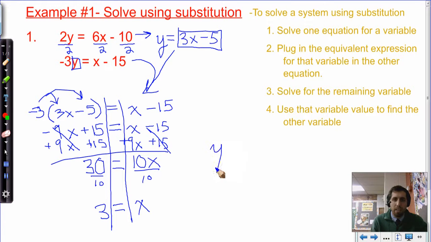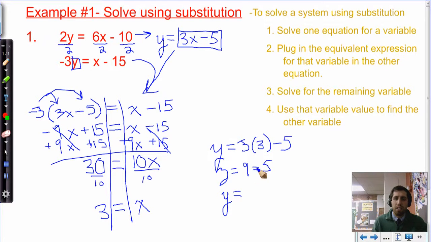So I'll say y is equal to 3 times x, and in this case we're wondering, what about when x is 3? 3 times 3 minus 5, y would be equal to 9 minus 5, y would be equal to 4. So I know that these two lines are going to, oh, that's a minus sign. These two lines are going to cross at the point (3, 4). That's exactly where they'll cross. That's the only point they have in common. That's an ordered pair that makes them both true.